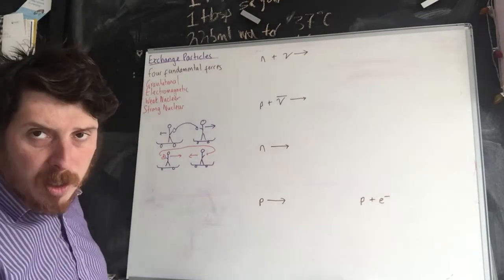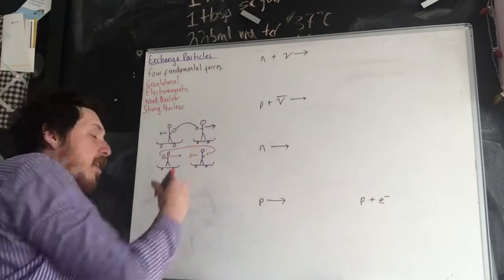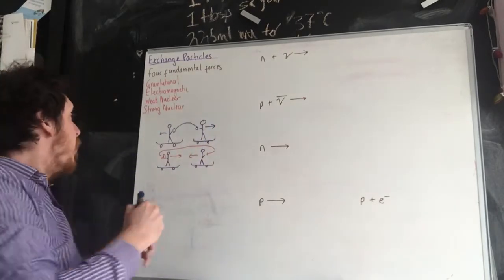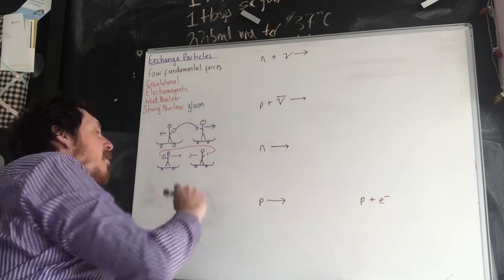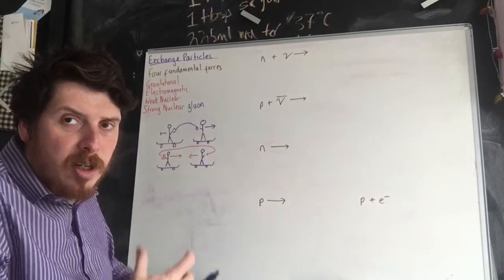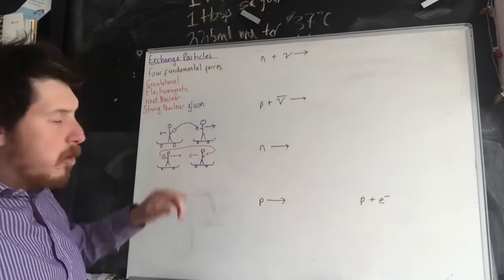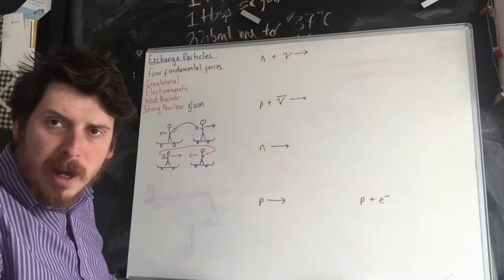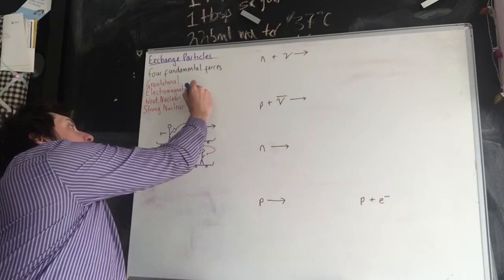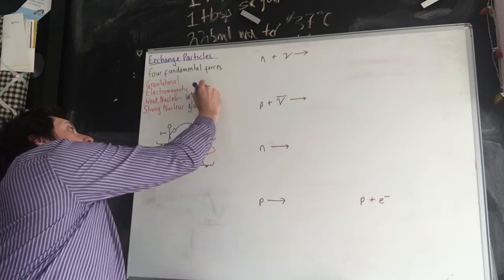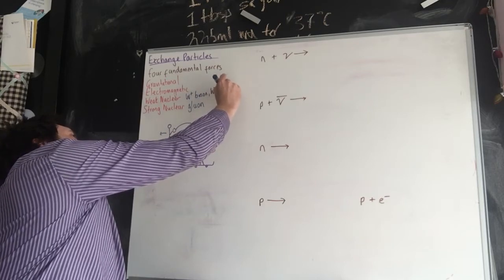What you need to know is that for the strong nuclear force, the exchange particle is referred to as a gluon. If you think of the strong nuclear force as the glue that keeps the nucleons together in a nucleus, that's why we call the exchange particle a gluon, and pions are an example of gluons. For the weak nuclear force, you've got a W plus boson, a W negative boson amongst others.